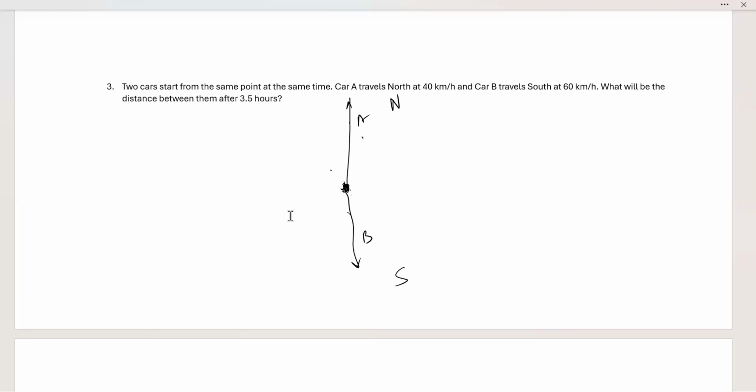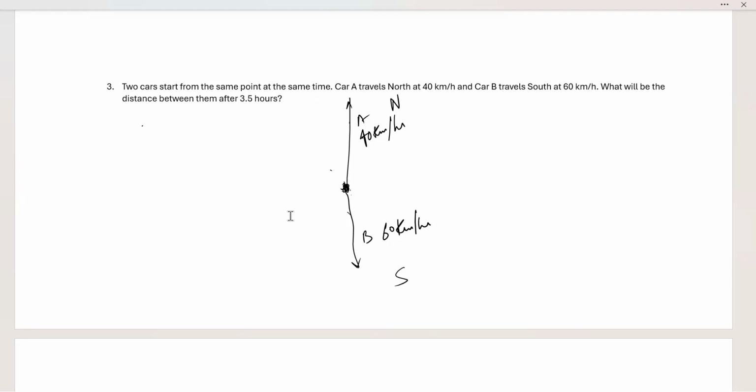The speed of car A is 40 kilometer per hour, and B is 60 kilometer per hour. Okay. And the question that is asked is, what will be the distance between them after 3.5 hours? अब देखिए, this again we can do it using relative speed also, and without using relative speed also. So first, let's do without using the concept of relative speed.